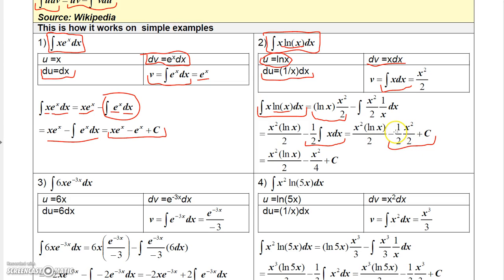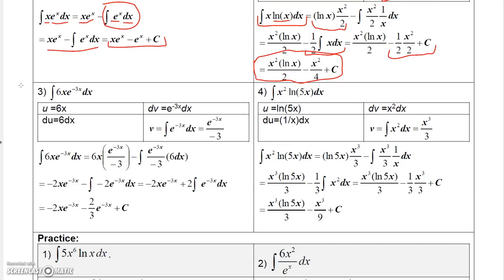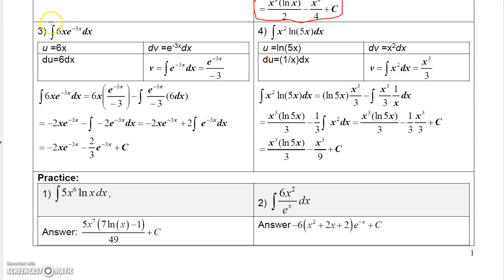2 times 2 is 4, so the second term is going to be minus x squared over 4. And so there's your final answer. Okay, so it seems like a clever technique, doesn't it? But it's just a method to get your integral into a form that involves another integral that's easier to evaluate.